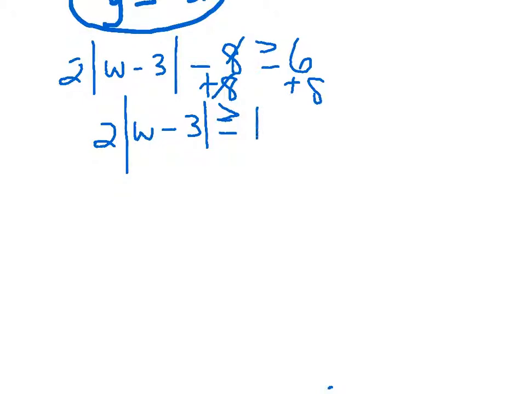6 plus 8 is 14. Now we have a 2 that we need to get rid of, and that's multiplying with the absolute value. So to undo multiplication, we divide. Those will cancel out. What we do to one side, we have to do to the other.